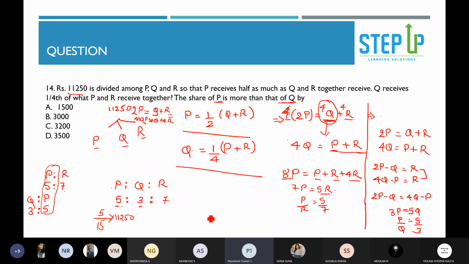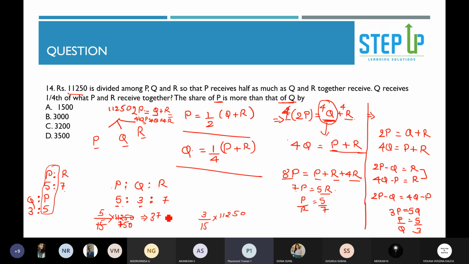What will be Q's share? 3/15 of 11250. Fine. So let's cancel this. 15, 7, 105, 7 and 15 fives. So this is 5 into 750. 75 into 5. 70 into 5 is 350. 3750.